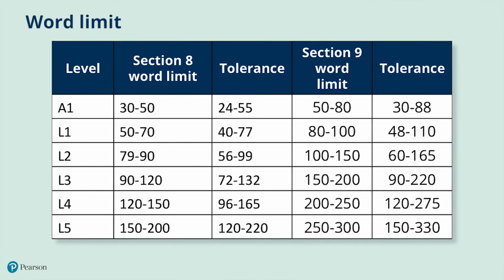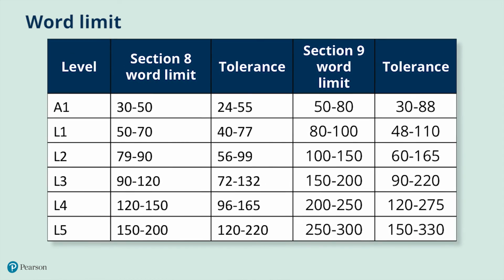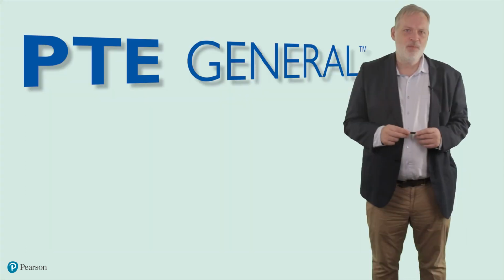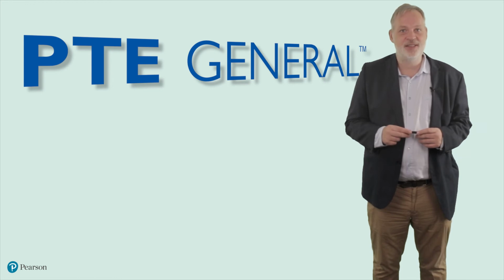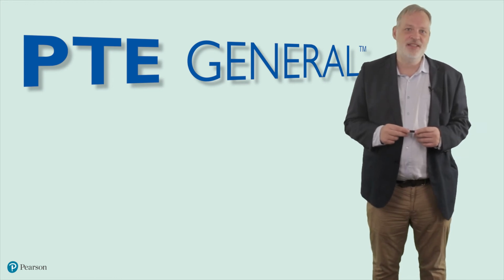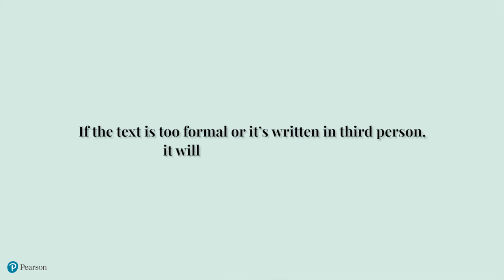You can find the table with the tolerated word limits in the score guide document that is available from the PTE website. 1 point for the correct response format. So if the task is a diary entry, it means that a test taker has to apply an informal style and there has to be a first-person narrator. If the text is too formal or it's written in third person, it will not be awarded any points.